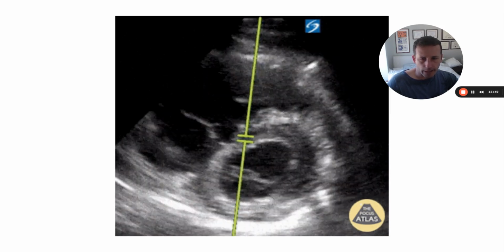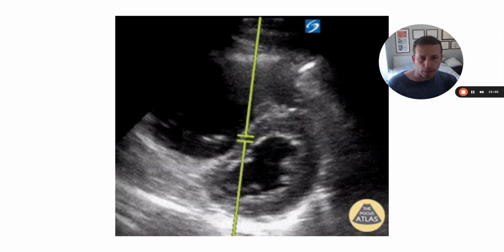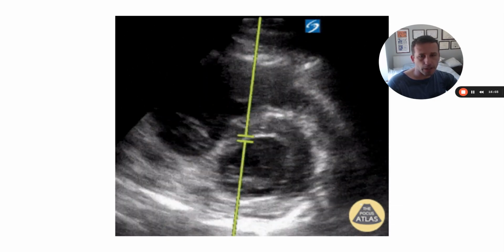Here again, we've got that septal bowing, and then the RV looks enlarged. Right, so this could be a sign of something acute, like a pulmonary embolism. It could also sometimes be chronic, something like pulmonary hypertension.